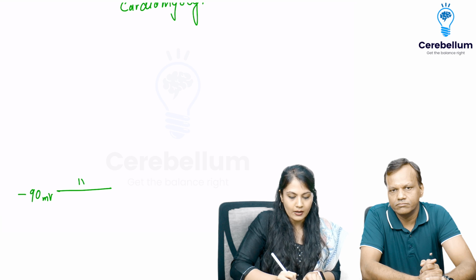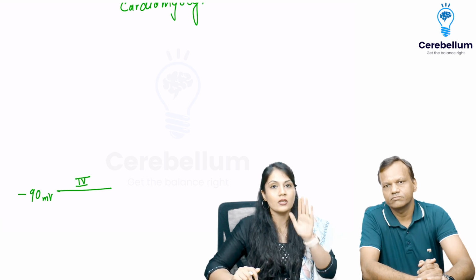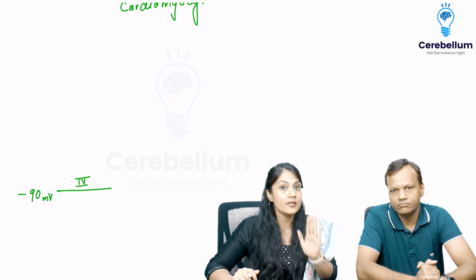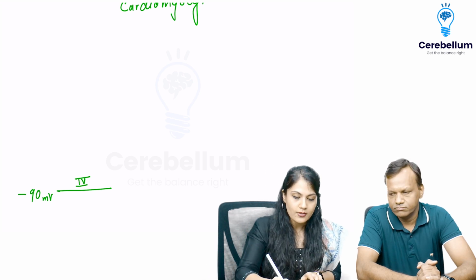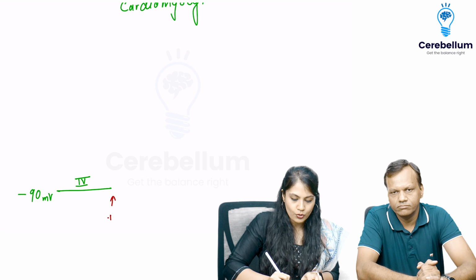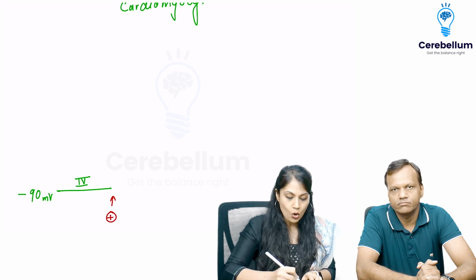That is the RMP. And remember that the RMP is always and always phase 4. It is not phase 0. It is not phase 1. It is always phase 4. As soon as the Purkinje cells are going to stimulate my cardiac muscle cells, what is going to happen?